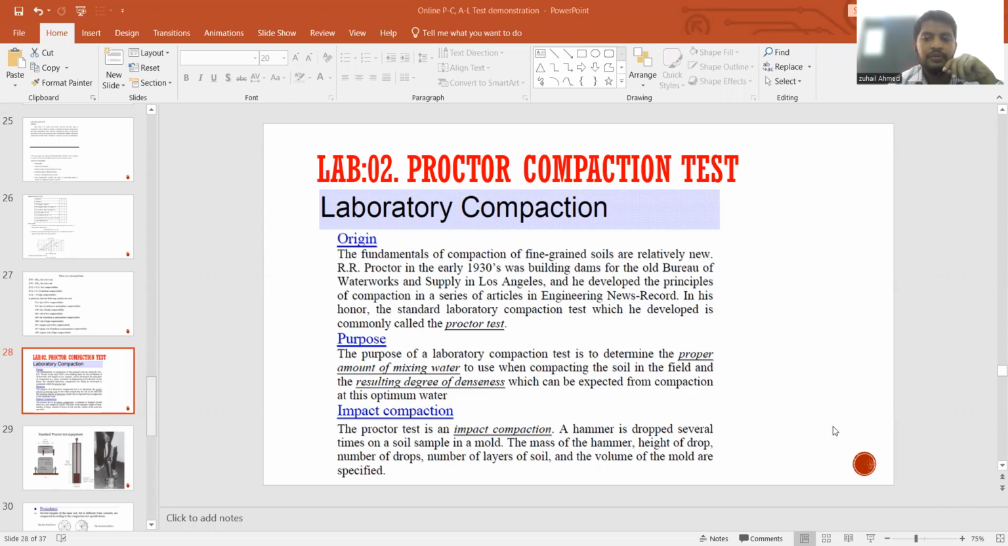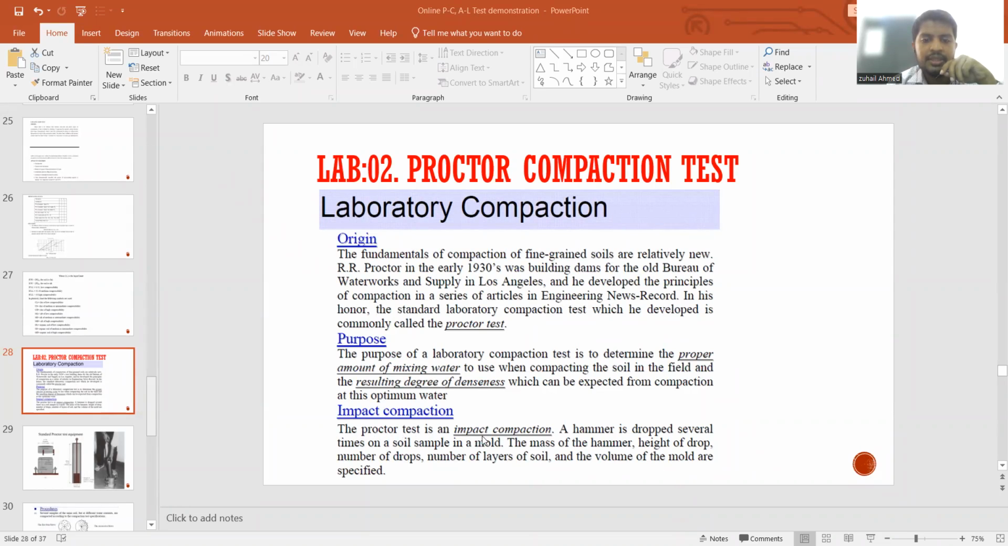We will plot the water content on the x-axis, and on the y-axis we will plot the dry density of the particular sample. We will draw a graph, and at that particular point we will find the optimum moisture content and maximum dry density. We can find it here.